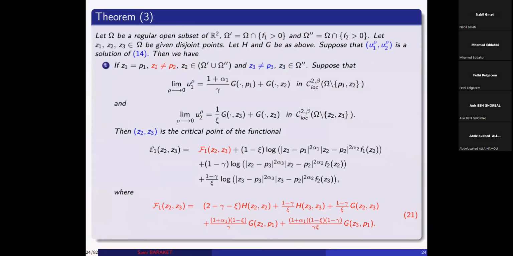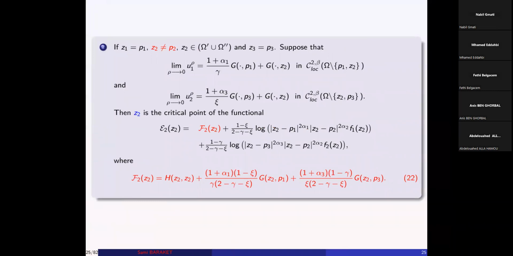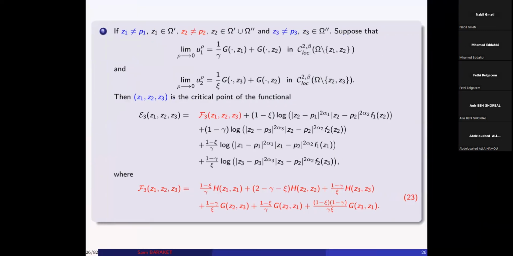So we will give a similar result to the first case. If we want to construct a family of solution which U1 blows up on P1, Z2, and U2 blows up on Z2, Z3, then Z2, Z3 must be a critical point of the function E1 given by this expression, and F1 of Z1, Z2, Z3 is given also by this expression, which is a linear combination of the Green function and its regular part. The same thing for the second subcase, and the same thing for the third subcase.